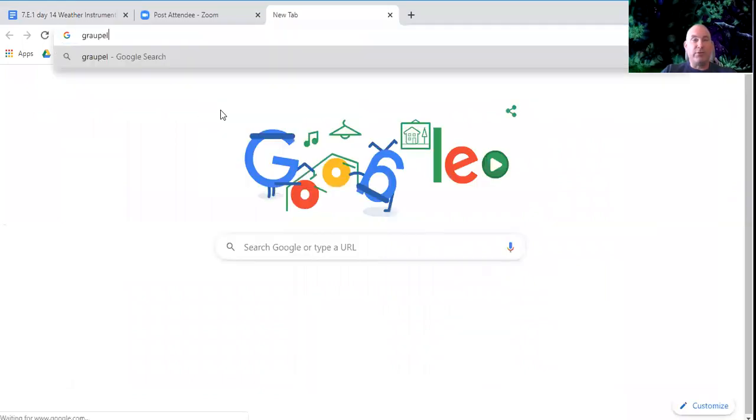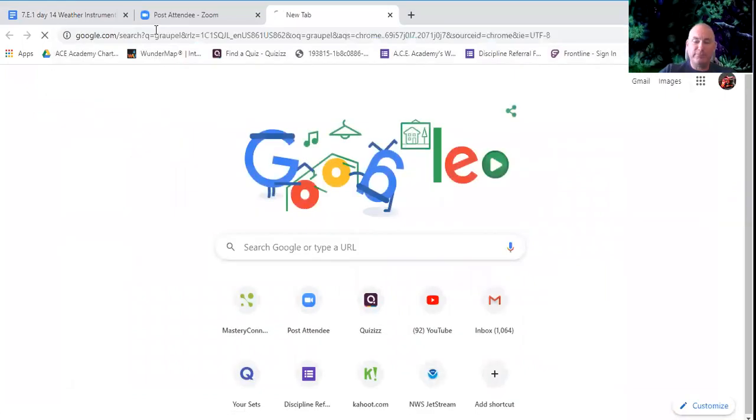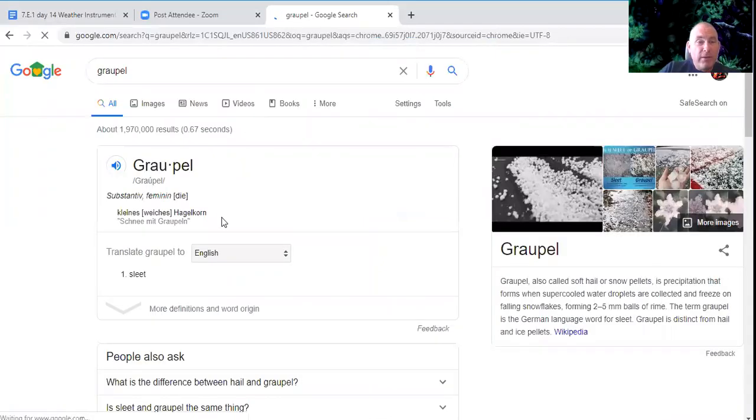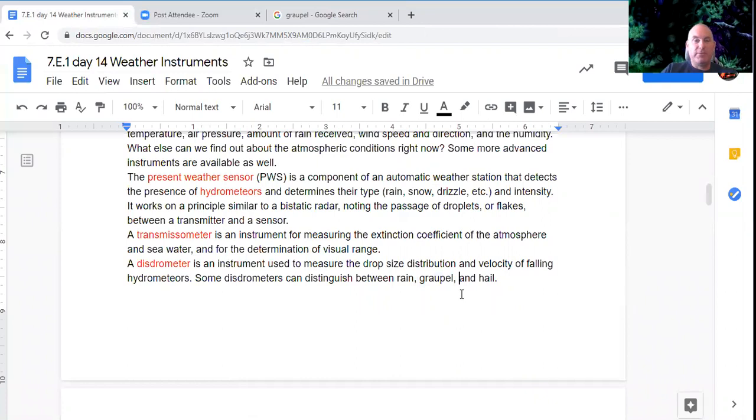Obviously, some sort of weather phenomenon. Well, let's go find out. Graupel. Geez, translate to English. Oh, sleet. You know what sleet is. Soft hail, snow pellets, sleet. Okay. Graupel, soft hail, sleet, effectively, and hard hail, which is just hail.